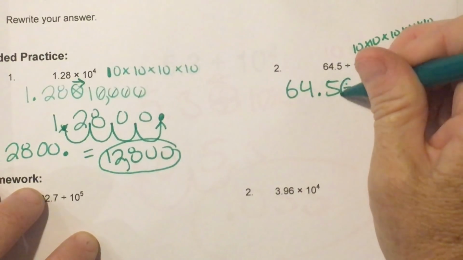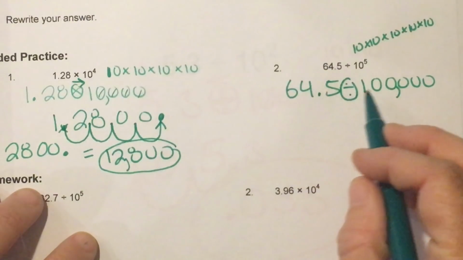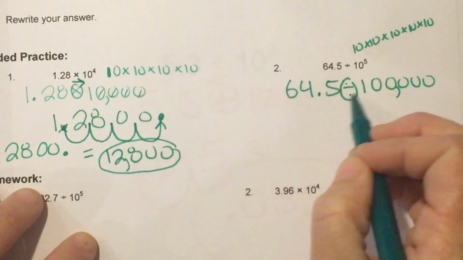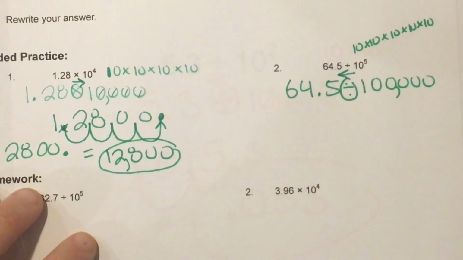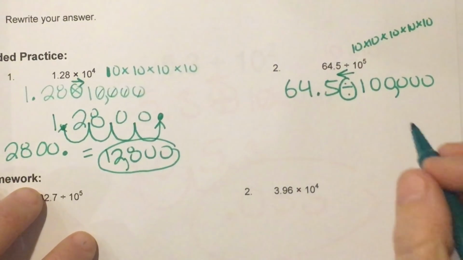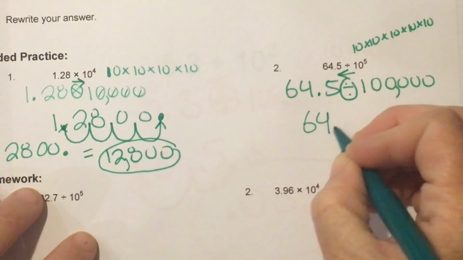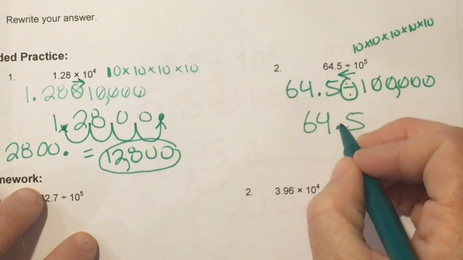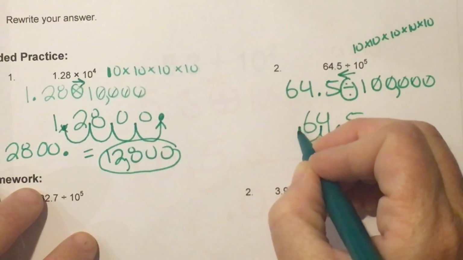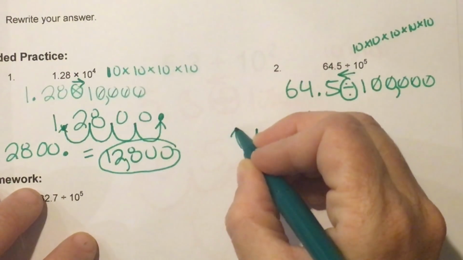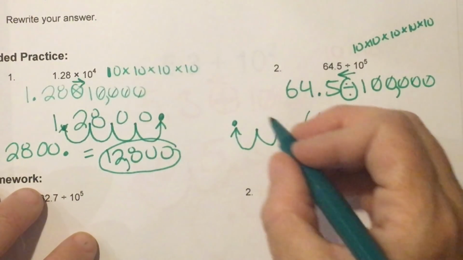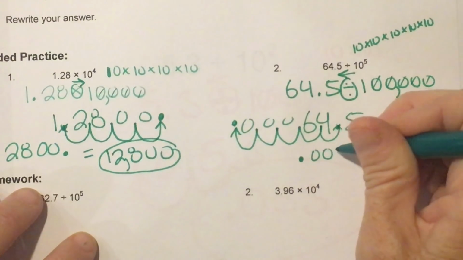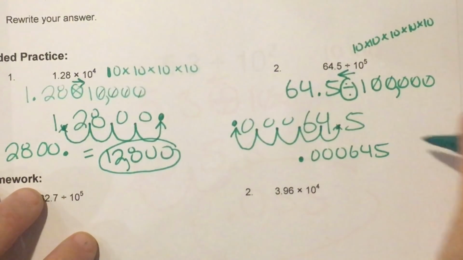Then I just circle my sign and ask myself, if I divide something by 100,000, it's going to get a lot smaller. So which direction do I want to move this? I want to move it to the left. And then I'm going to rewrite it again so I have some room. I'm going to move it to the left 1, 2, 3, 4, 5 spaces. And I'm going to fill those in. So I have decimal 0, 0, 0, 6, 4, 5.